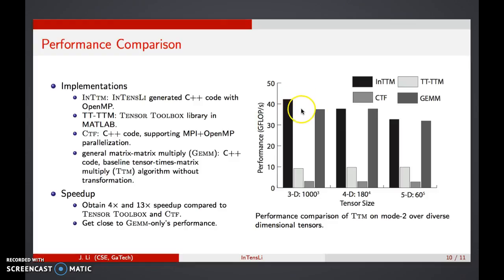Sometimes we can achieve higher performance than it. That's because we used our InTensLi auto-tuning method. So we can choose the optimal parameters for our InTTM algorithm, which will benefit the performance.